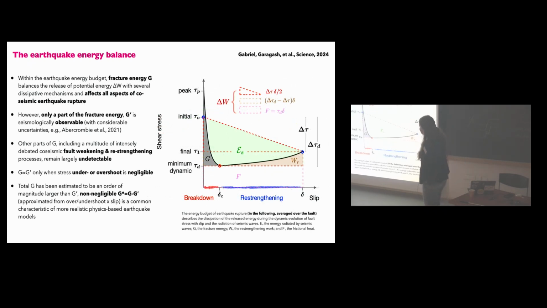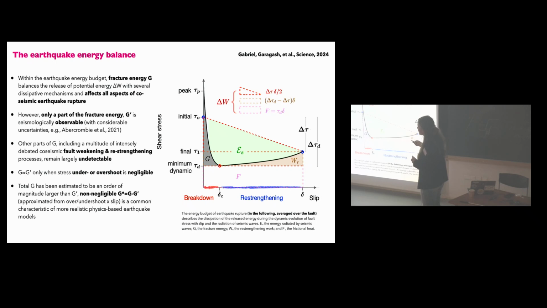This is one more complicated way to plot the earthquake energy budget. What you're seeing here is G, our fracture energy. There are all kinds of other ingredients that are important. And maybe I just want to highlight that the fracture energy balances the release of potential energy with several dissipative mechanisms. Each of them is interesting, and it really affects all aspects of earthquake rupture: nucleation, propagation, arrest, and what happens in the next earthquake, and so on. However, and I recommend Rachel Abercrombie's paper in 2021 for that, only a part of that fracture energy is actually seismologically observable, and that with considerable uncertainties. That is what's typically called G prime. And G prime is only a part of G.